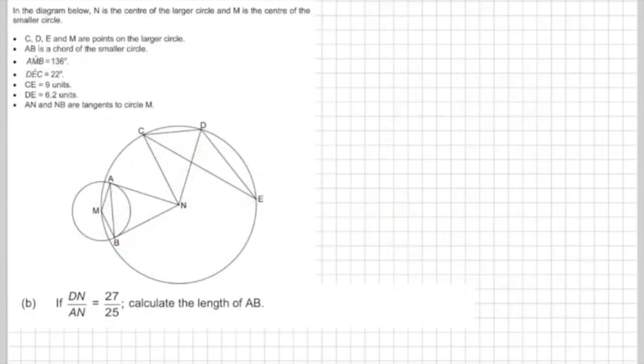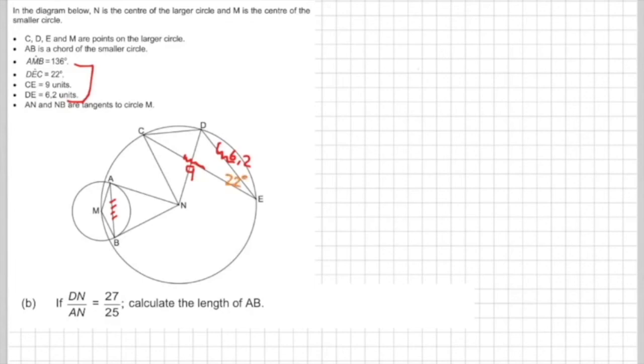So when we have a look now at the second question in this specific one, the B part, it asks me to calculate the length of AB. So there is kind of where I need to go. So if DN over AN is equal to 27 over 25, calculate the length of AB. So let's quickly just go back to the information that was given to us right at the top. So those three little bits of information which was not given to us, or we haven't used it already. So let's first of all look at this first bit. They tell me that CE is 9 and DE is 6.2, as well as that little angle in there being 22 degrees.